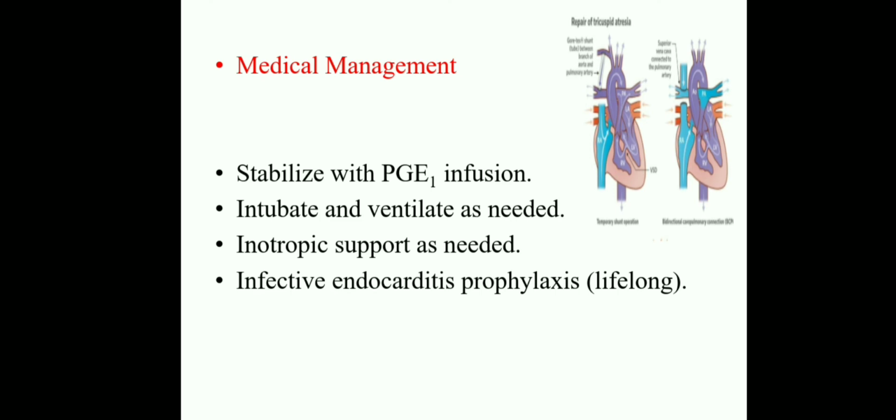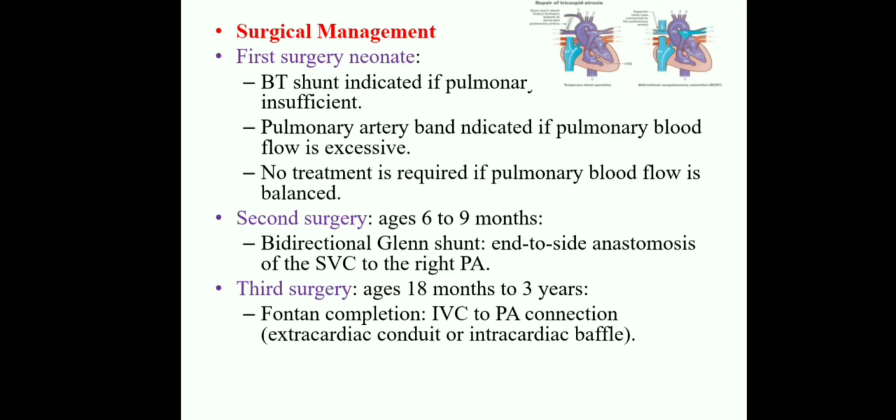Okay, this is about the medical management. And coming to the surgical management of tricuspid atresia, the first stage, the first surgery for the neonates, that is the BT shunt. It is indicated if pulmonary insufficiency is there. Here the pulmonary artery is having narrowing, no? So a BT shunt is needed as surgical intervention for those suffering with tricuspid atresia. It should be done in the neonatal period only.